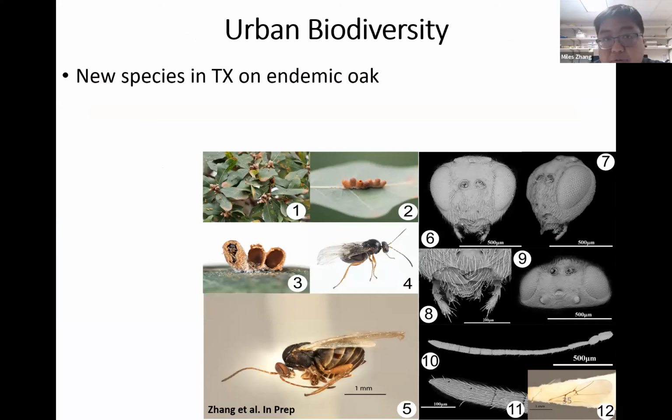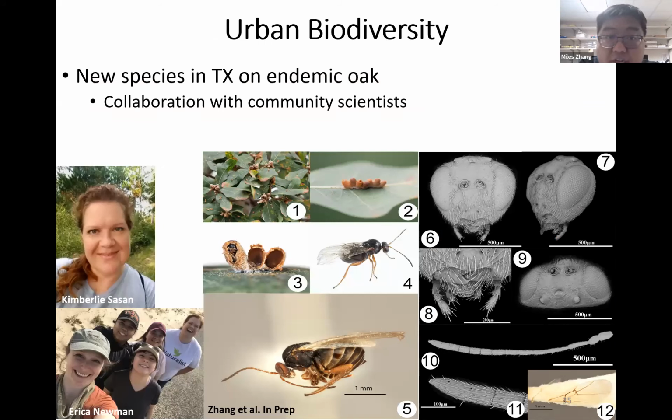So with the help of one of the community scientists, Kimberly Sasson, we are describing a new species found in Texas on an endemic oak, Quercus lacei. In fact, she's helping to train some of the grad students and undergrads in Erica Newman's lab at UT Permian Basin. They're also looking at a different endemic oak, and they're finding some really interesting things. I'm looking forward to seeing the specimens.